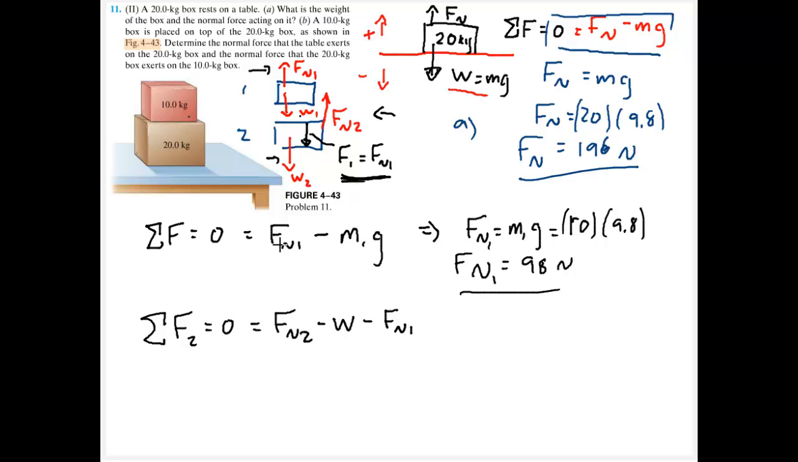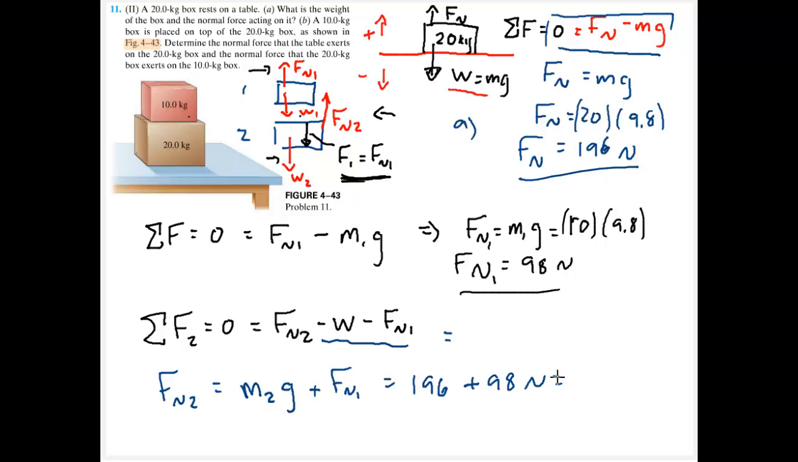So we can add these two to both sides, and we can write this equation as such. Normal force 2 must be equal to the weight, mass 2 multiplied by gravity, plus the normal force 1. And we've already actually written these out. It's going to be 196 newtons plus 98 newtons, and we're going to come up with 294 newtons.